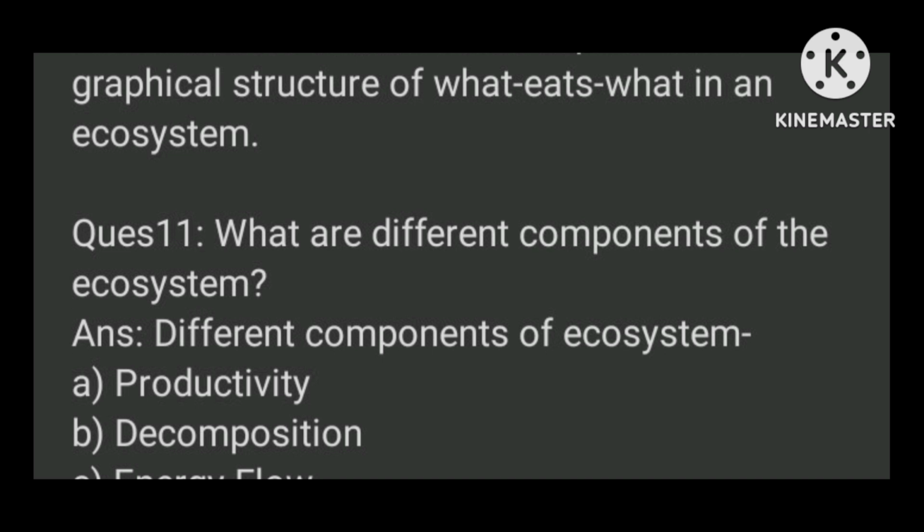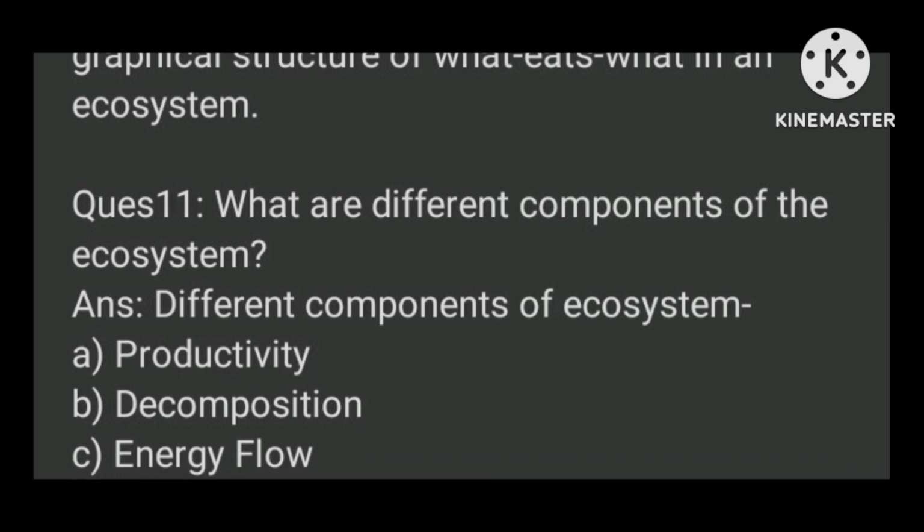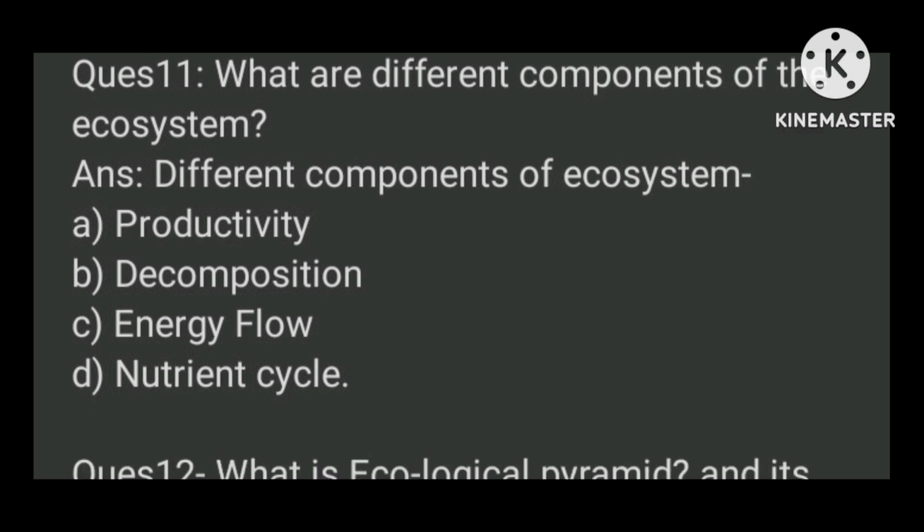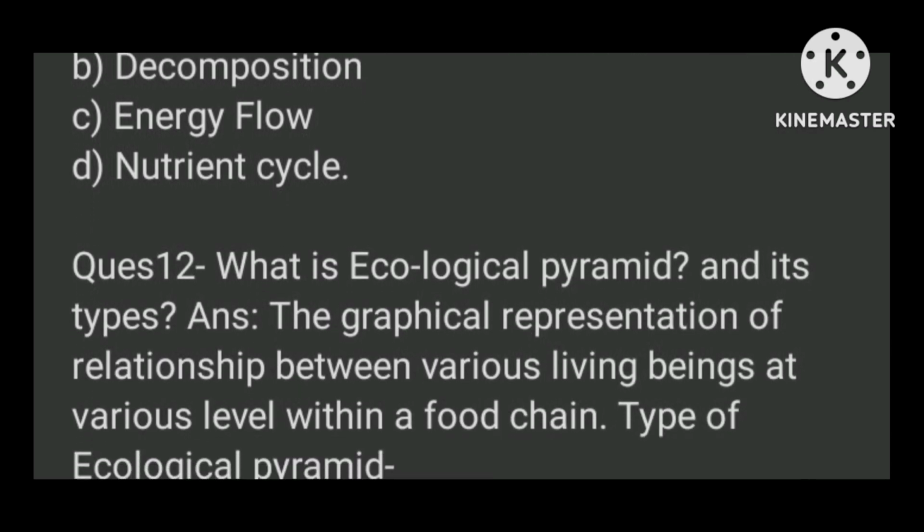Question 11. What are the different components of the ecosystem? Answer. Different components of ecosystem are A. Productivity, B. Decomposition, C. Energy flow, D. Nutrient cycle.